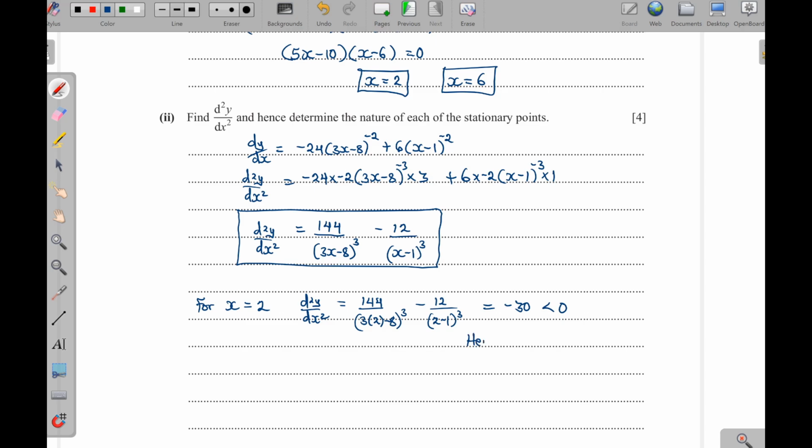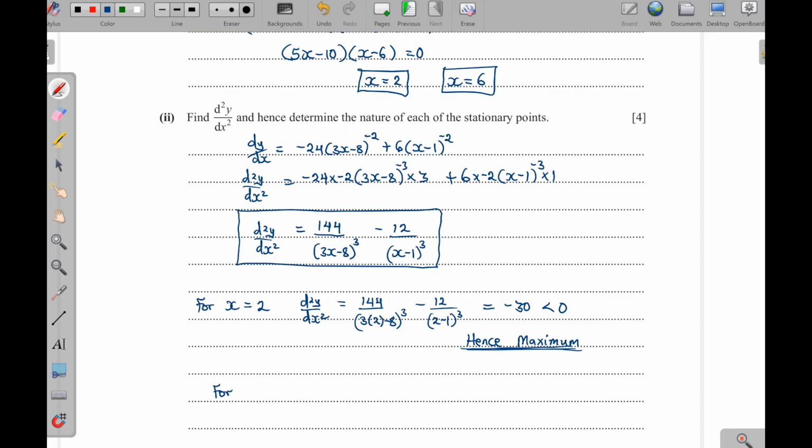Hence, what? Maximum. Okay, so the stationary point with x equal to 2 is therefore a maximum point. So that is that. Then what else?